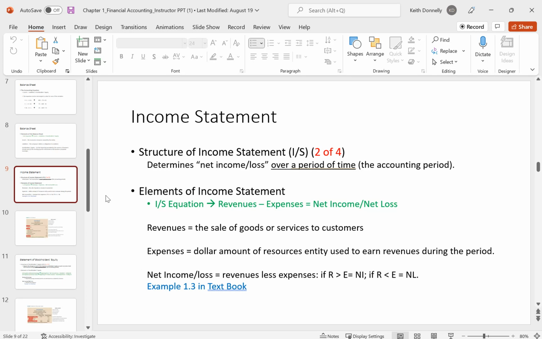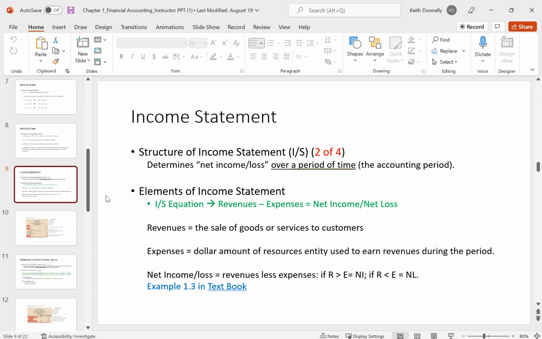Now, with regard to the income statement, we have two elements. We have our revenues and we have our expenses. Revenues essentially are the sale of goods or services to customers. So maybe we sell water bottles. We just sold some, hey, there's revenue. Or maybe we provide a service, we paint houses. We just painted a house, we got some money, hey, there's some revenue.